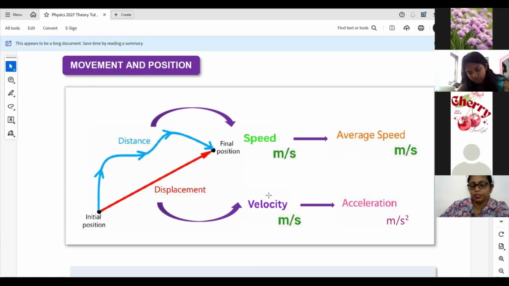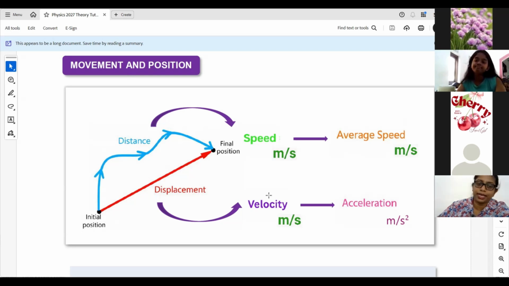We have two concepts called distance and displacement. Both are important because when we are writing the speed definition, we are using distance. When we are writing velocity, we are using displacement. So you should clearly understand the difference between distance and displacement. In the past papers also, there are some questions asking you to explain what is the difference between distance and displacement. Look at the diagram.